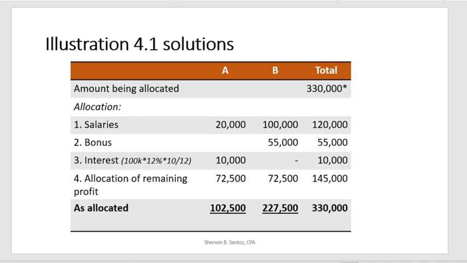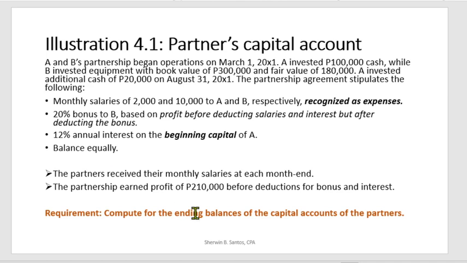Before we proceed with this allocation, let us first analyze yung partnership profit na tinutukoy. Kasi ang sabi dito, this is a profit before bonus and interest. Since this is a profit before bonus and interest, anong nangyari sa salary? Ibig sabihin, deducted na yung salaries dito. So, anong dapat natin gawin? We have to add back the salaries to correctly compute for the ending balances of the partners.